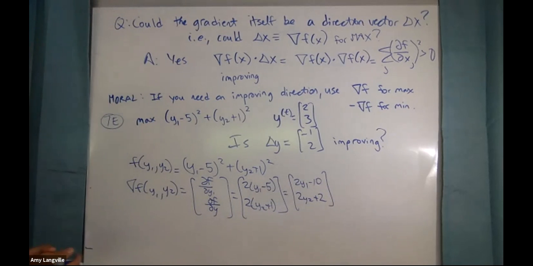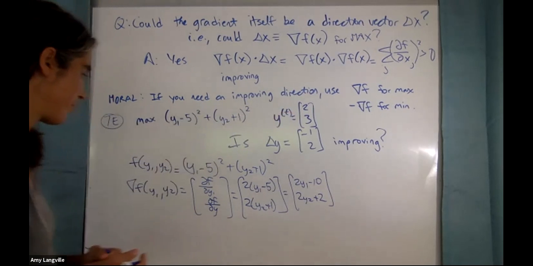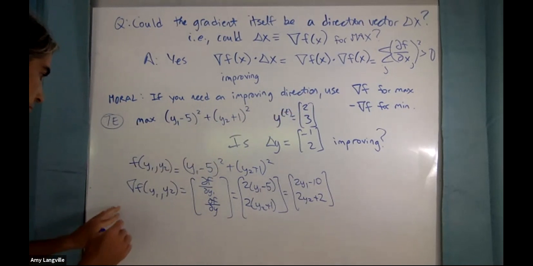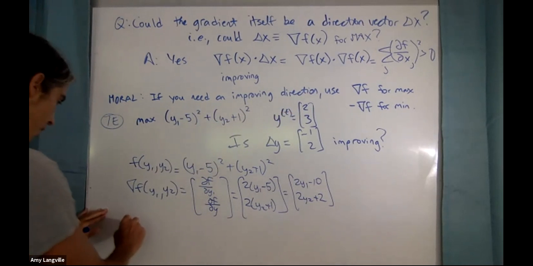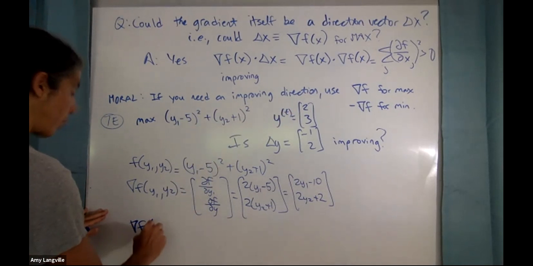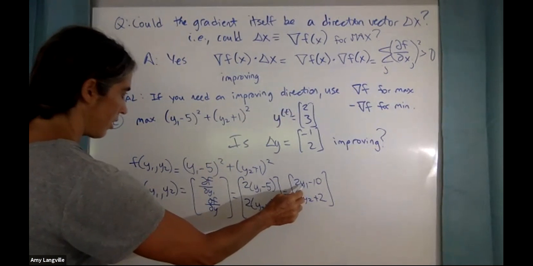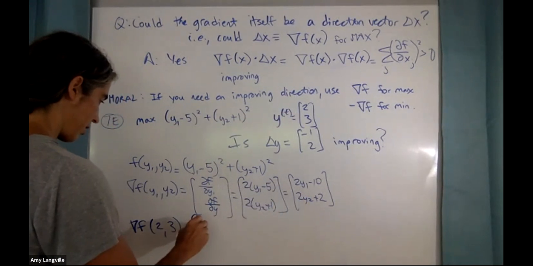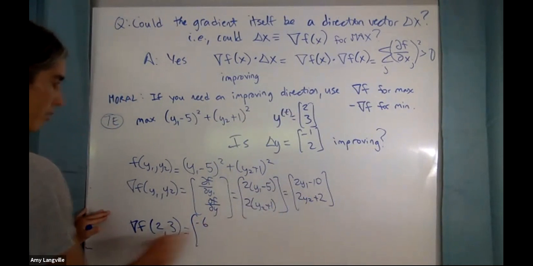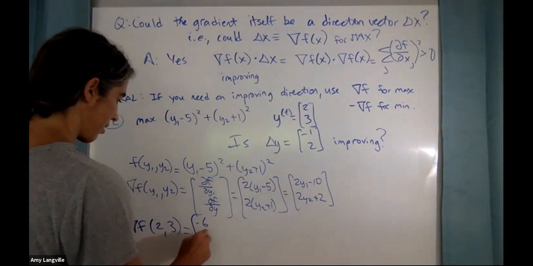And they're asking us though about a specific point. So we're at the point 2, 3 on this surface. The gradient of f at the point 2, 3 then: we plug in 2 for y1 and we'll have minus 6, and 3 for y2 and we'll have 8.